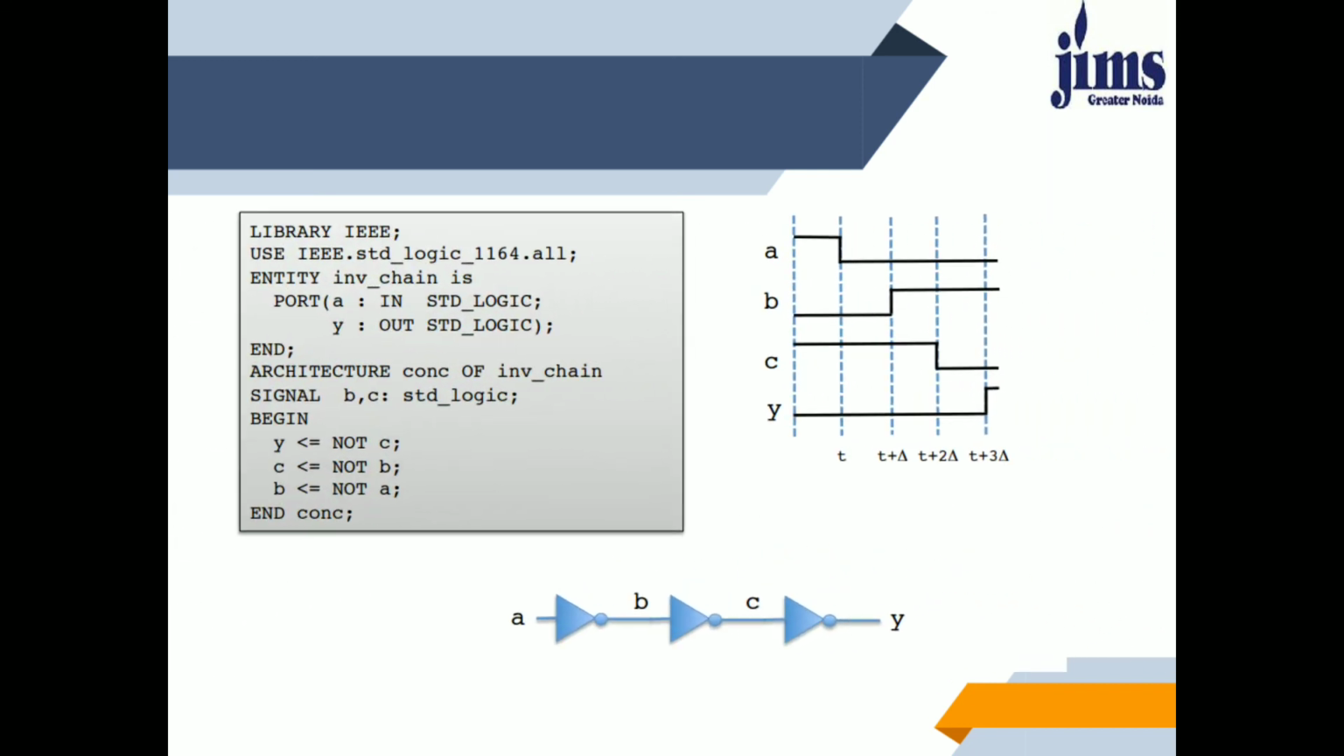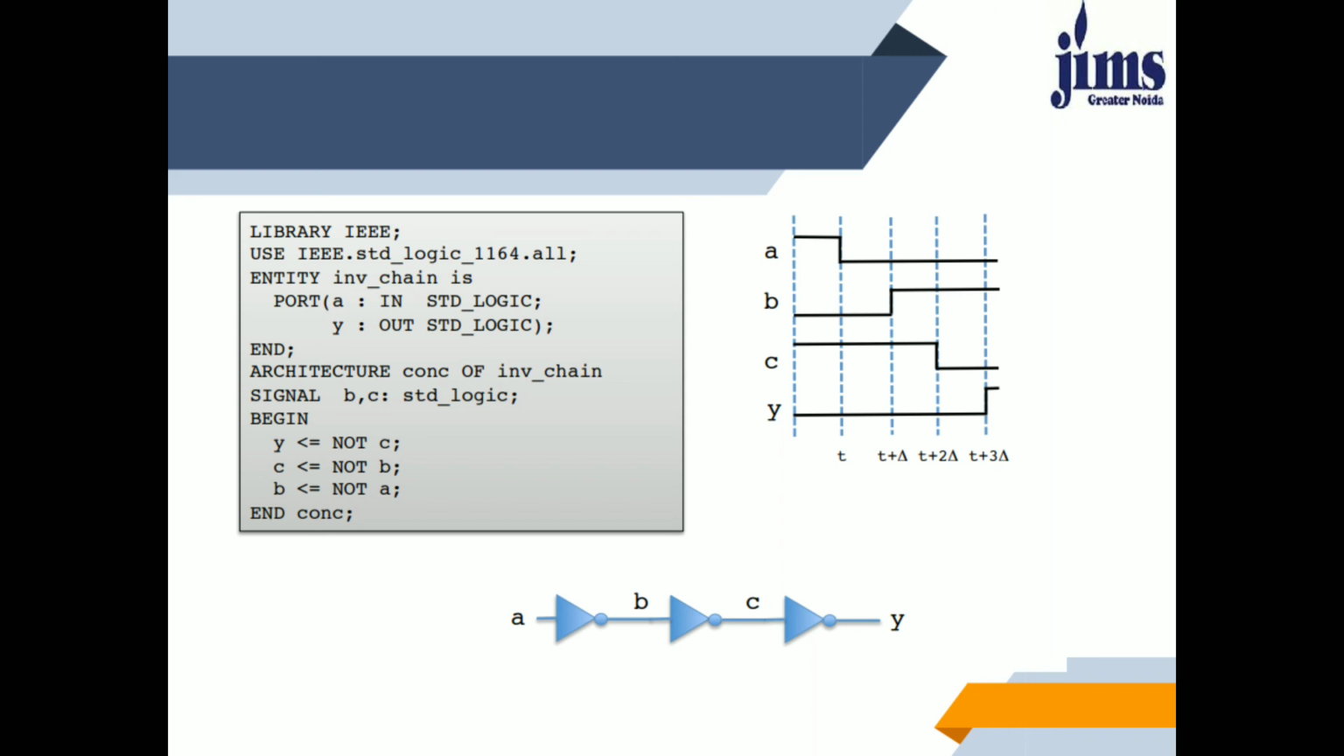Here you can see an example. I am giving input A to the first inverter, and it generates output B. This B output is fed to inverter 2, which generates C output, and this C output is again fed to inverter 3. It will give Y output. So here you can see the program for this.